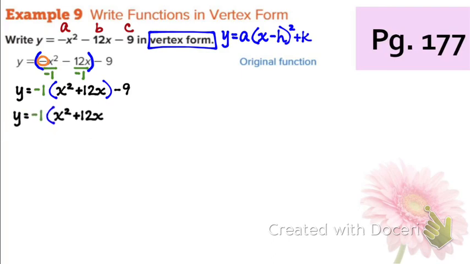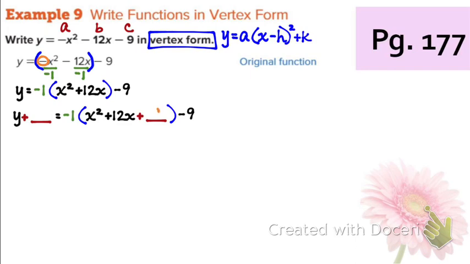So we need to figure out what we are going to add to make this a perfect square trinomial. But what are my rules? If I change something in an equation, if I do something to one side, I have to do it to the other side. So I'm going to have to do this to the other side. So far, so good?